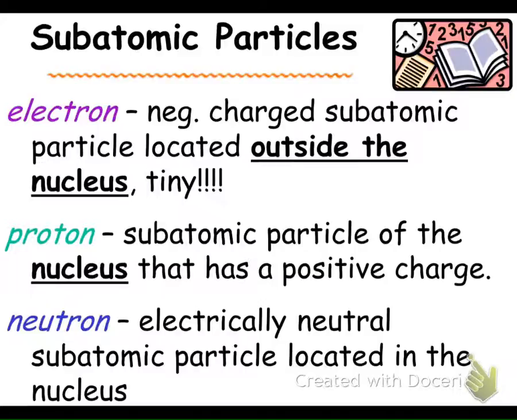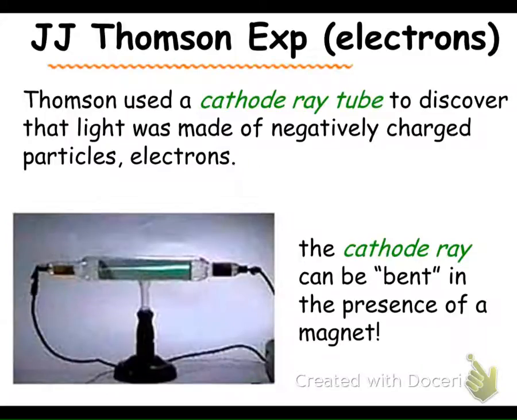So again, this should just be a basic review of our subatomic particles. Another person that was important in developing the atomic theory was J.J. Thomson, and J.J. Thomson used a cathode ray tube to discover that light was made of negatively charged particles, electrons. So what he was able to do was bend light in the presence of a magnet.